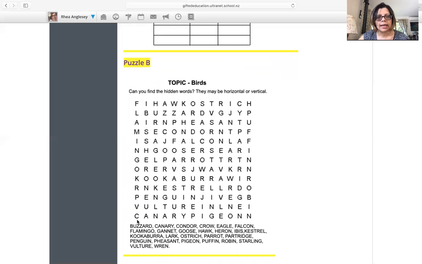For example, hey, I can see canary right here. I can see a pigeon next to it. So it's probably not that challenging. Some of them are horizontal and some of them are vertical. I don't think any are diagonal, but just have a bit of fun with it. So that's your blog post 2 for activity 2, puzzle B.